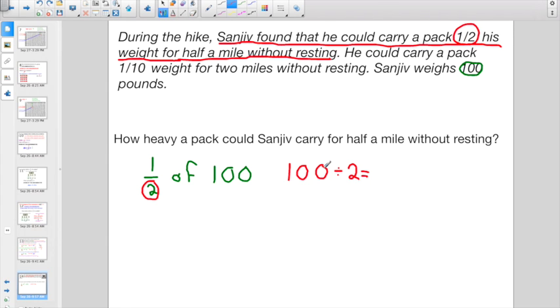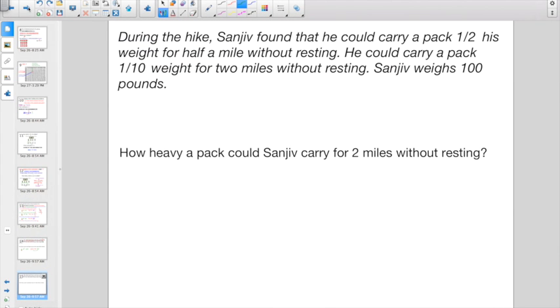I know a multiplication chart doesn't go up to 100, but you can find 10 divided by 2. If you just figured out what 10 divided by 2 is, well, that's 5. So 100 divided by 2, just put in your extra 0. So 100 divided by 2 would be 50. Let's try it again here.